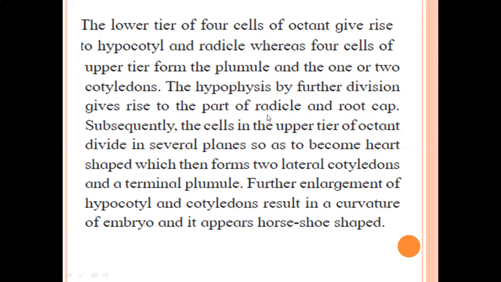Hypophysis by further division gives rise to the part of radicle and root cap. Subsequently, the cells in upper tier of octant divide in several planes so as to become heart-shaped, which then forms the 2 lateral cotyledons and terminal plumule. So repeated divisions take place, which forms the heart-shaped embryo, and then 2 lateral cotyledons. In case of dicots, 2 lateral cotyledons are formed, and terminally there is the plumule. Further enlargement of hypocotyl and cotyledons results in the curvature of embryo, and it appears horseshoe shaped.